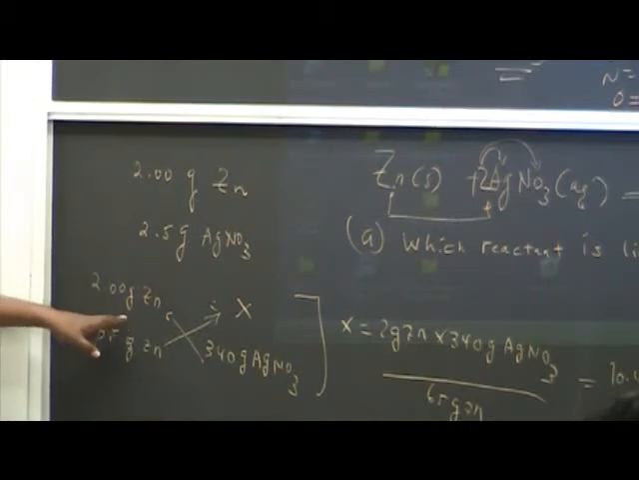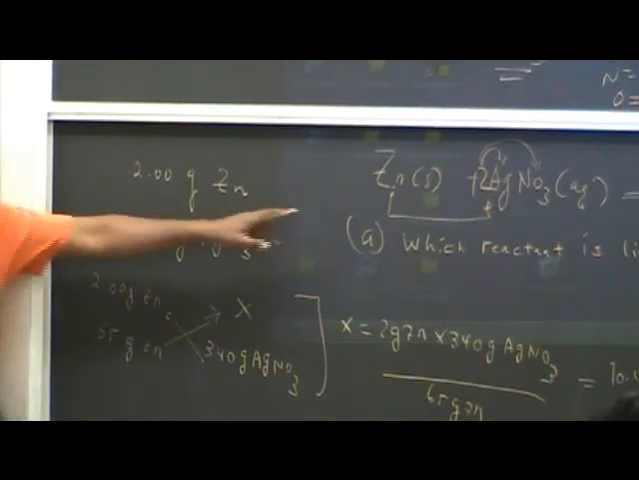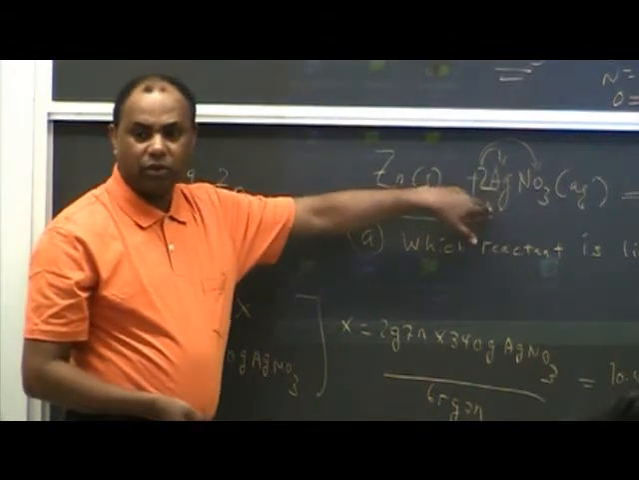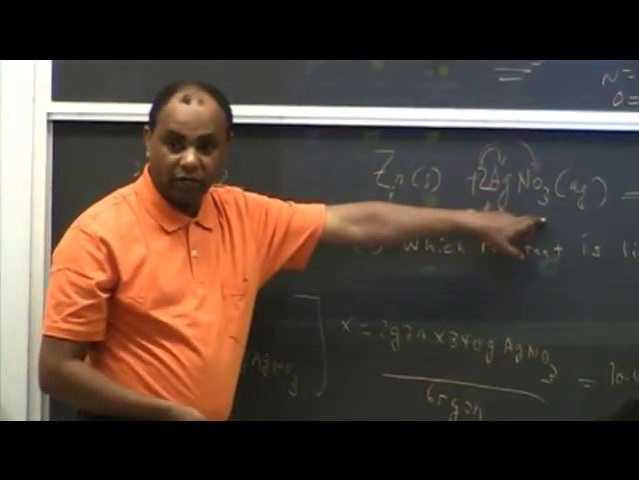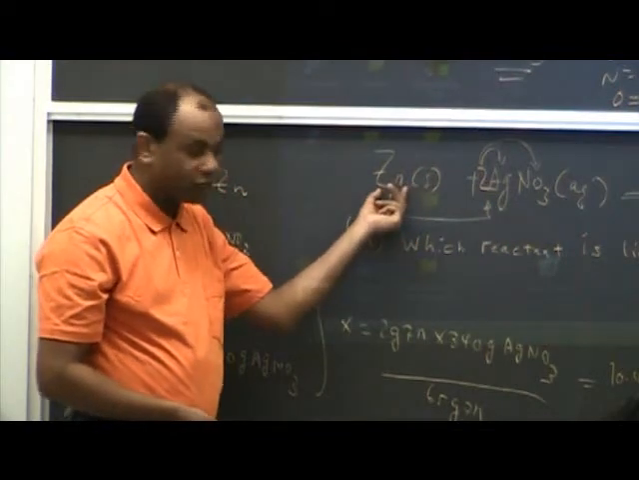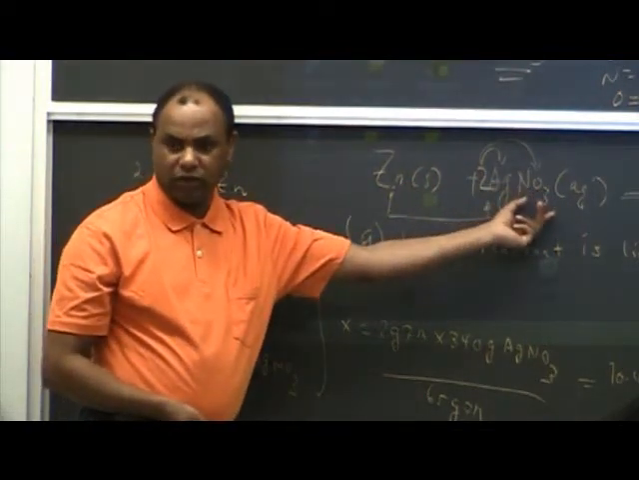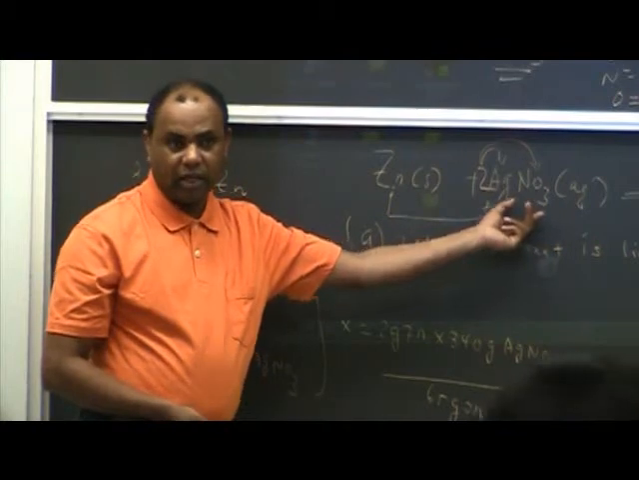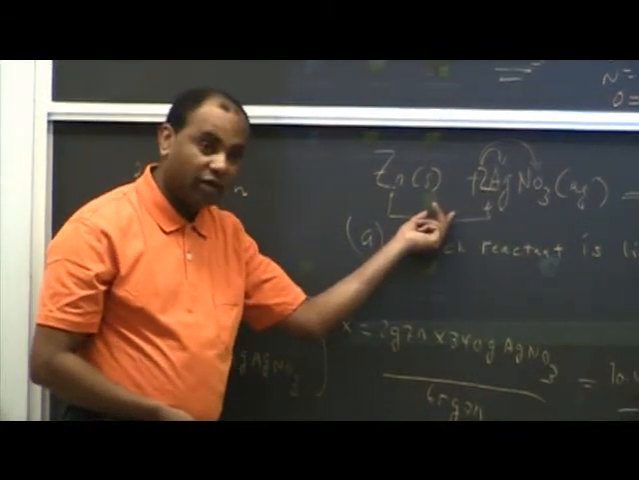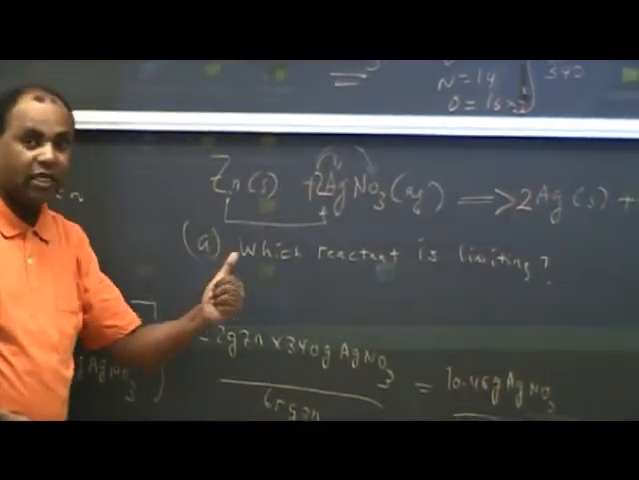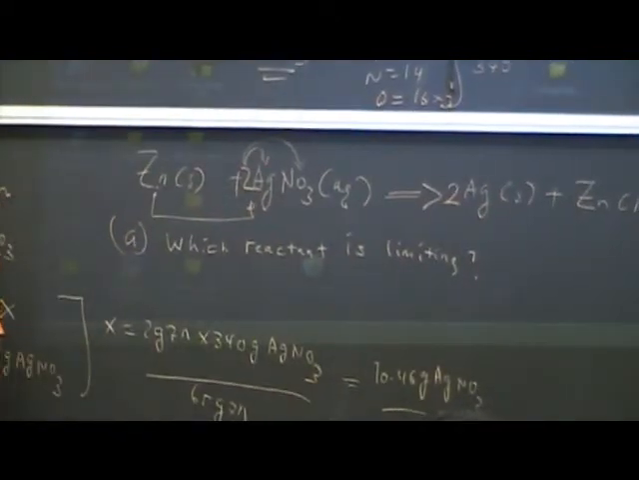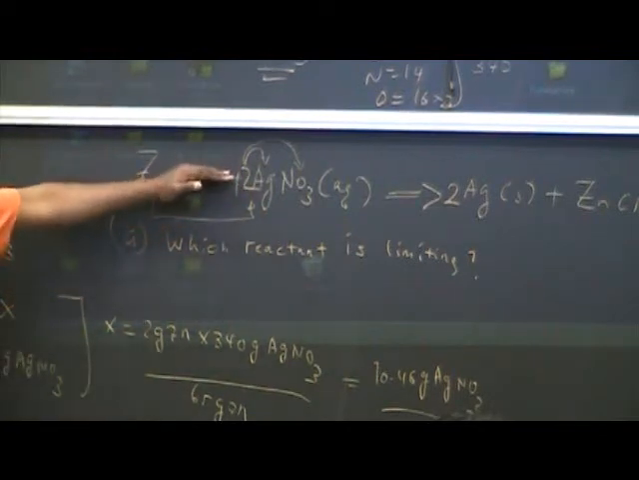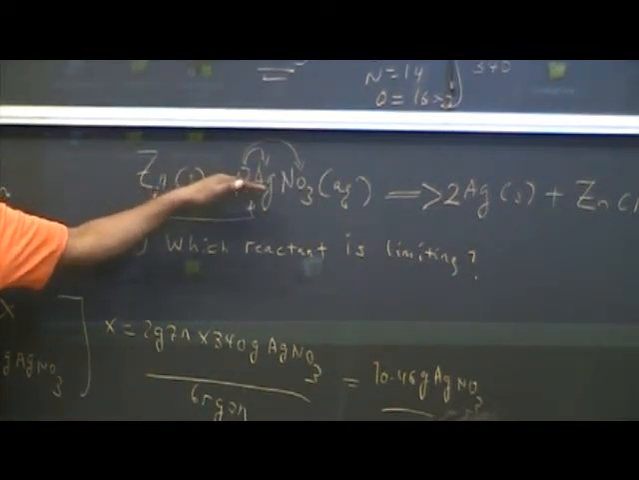What he's trying to say is, according to the equation here, 65 grams needs 340 grams. That's what it means. 1 mole of zinc reacts with 2 moles of silver nitrate, right? 1 mole of zinc means 65 grams of zinc needs 340 grams of silver nitrate. Where do I get this information? I get this information from the equation given here.